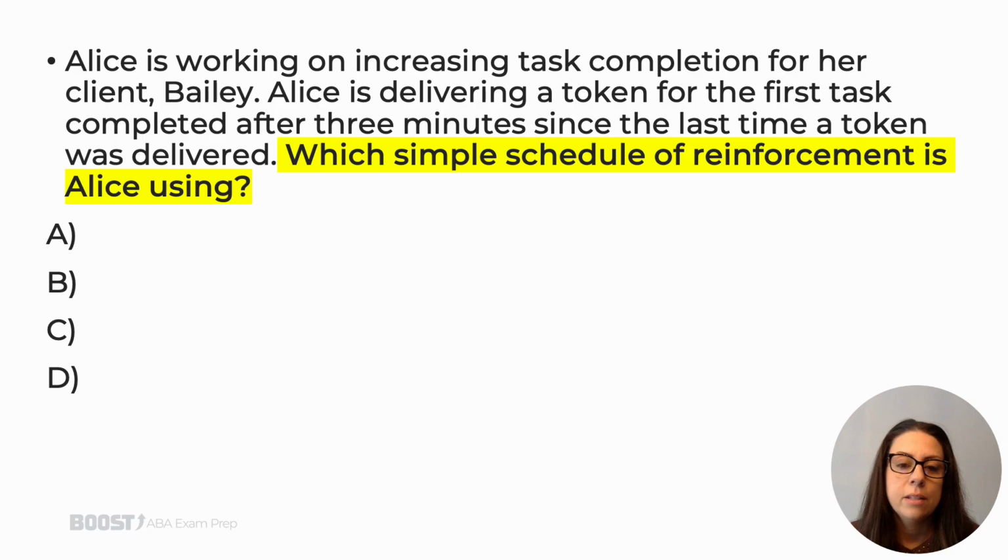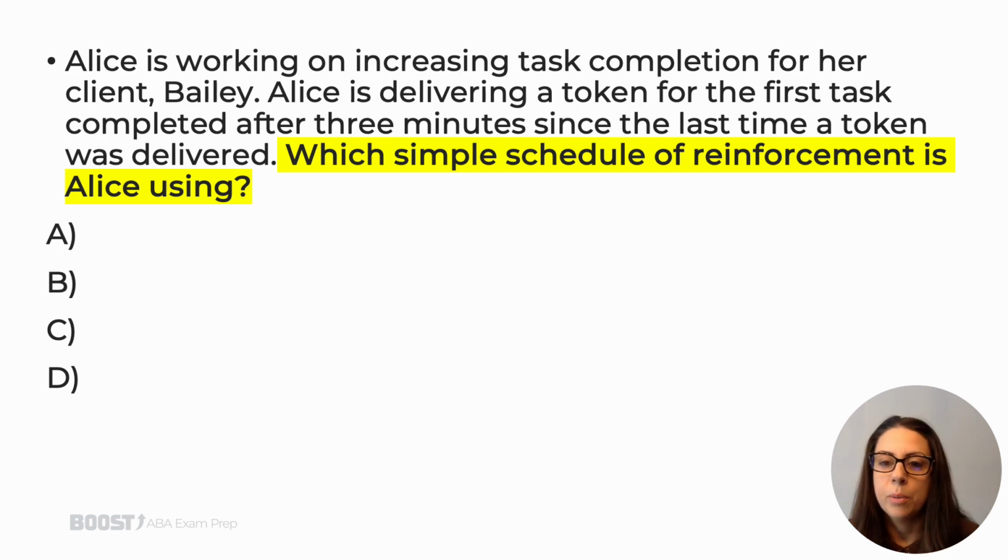The lead-in is simply, which simple schedule of reinforcement is Alice using? My brain tells me immediately there are 4 simple schedules. Hopefully you can spit them out now. Go ahead, try, get a paper, get a pen, write them down. Let me give you a few seconds.